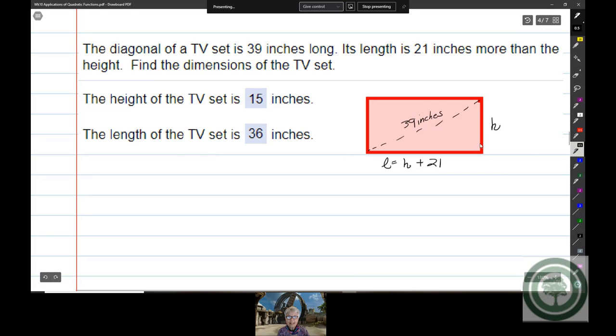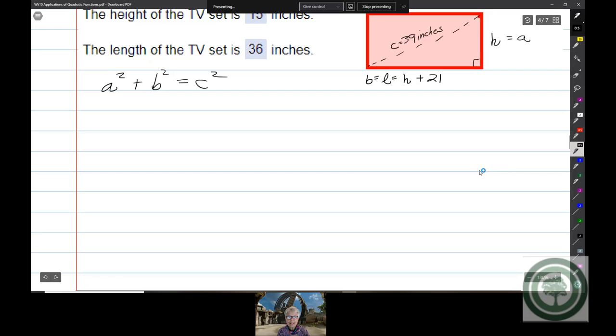And since this is a right triangle, we're going to use a squared plus b squared equals c squared. Usually the vertical side is A, and usually the horizontal side is B, but always the hypotenuse, the slanted side, is C. So we're going to have h squared plus (h plus 21) squared equals 39 squared.